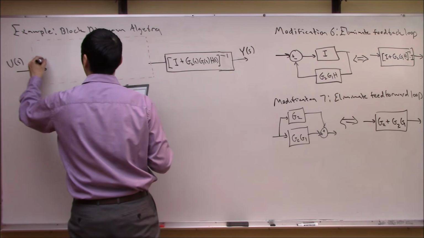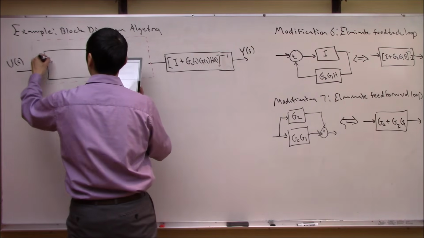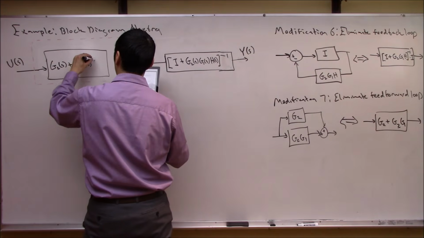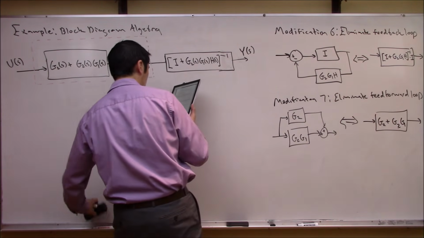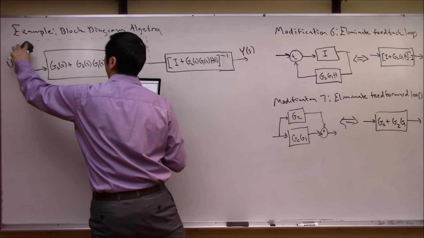Okay, so this is a single block, which is G2 plus G2, G1. Great, and then let's erase the red. And look at this, we are almost done.